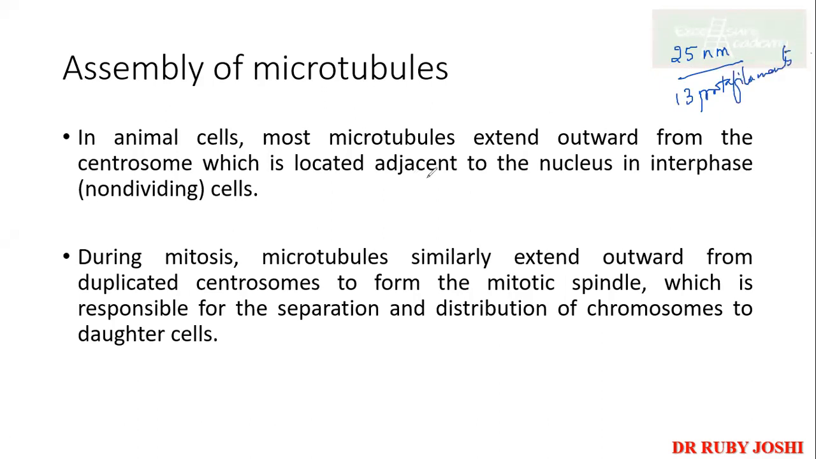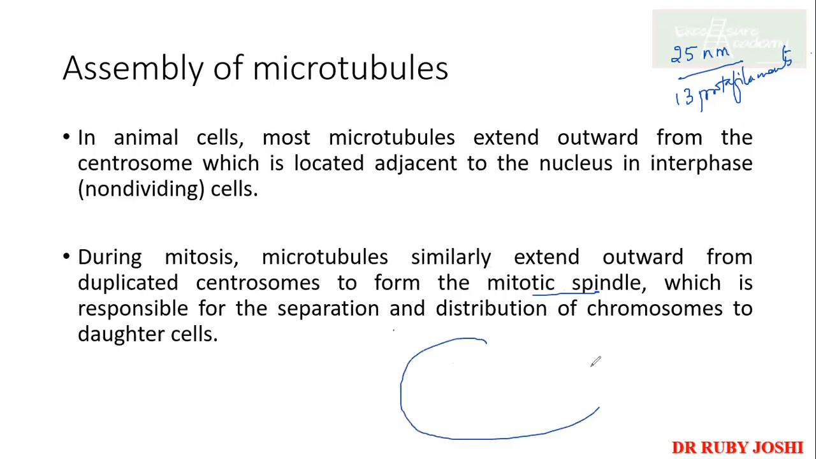Okay. Now, in animal cells, most microtubules extend outward from the centrosome, which is located adjacent to the nucleus in the interphase, right? Now, during mitosis, these microtubules similarly extend outward from the duplicated centrosomes to form the mitotic spindle, which is responsible for the separation and distribution of chromosomes to the daughter cells.